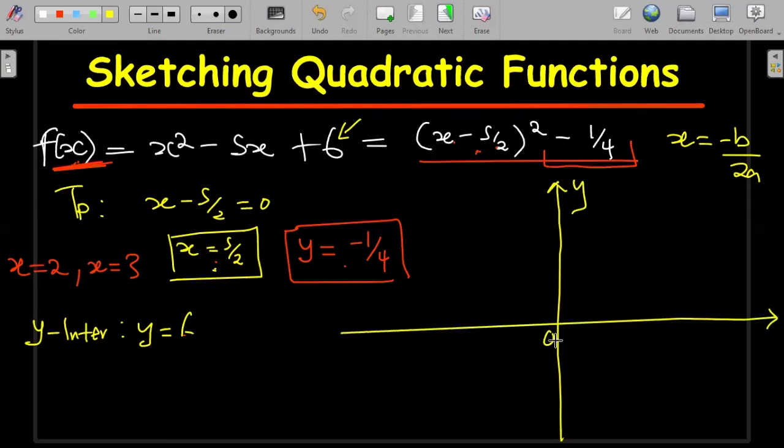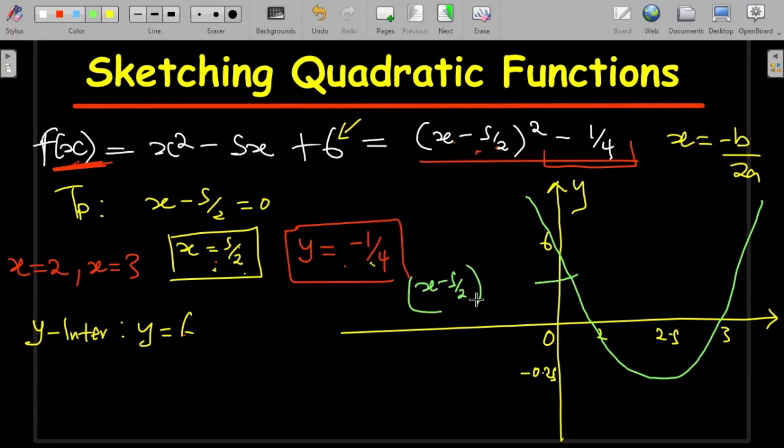So we have 0 there. We have minus 0.25, which is this one. Then I can say 2 there, 3. The 2.5 is somewhere here, which is 5 over 2. And then I have the 6 somewhere there. To sketch it, I'm just going to draw a line that passes through these points like that. So the turning point there, like that. And this will be x minus 5 over 2 squared minus 1 over 4. Okay, and we are done. Any questions there?